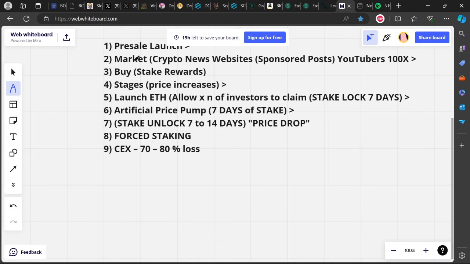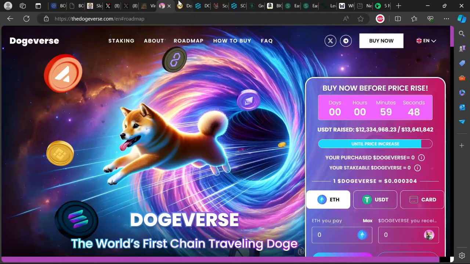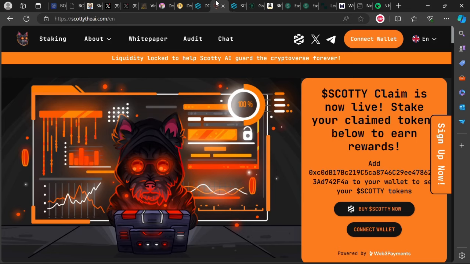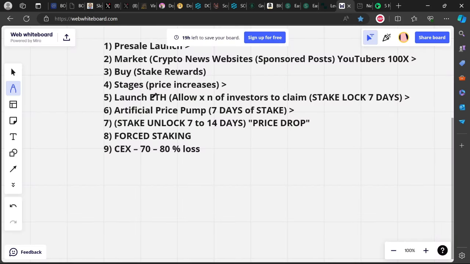And then, of course, with the rest of these other scams like Dogevest, Dogecoin 20, Scotty the AI, they launched on Ethereum, because Ethereum has high gas fees, right? So it's a deterrent for investors to sell. So that's why they love Ethereum. But this time, I think they saw the multiple memes that have been launching on Sol, and they said, you know what? There is money on Sol. Let's go and launch there as well, right?